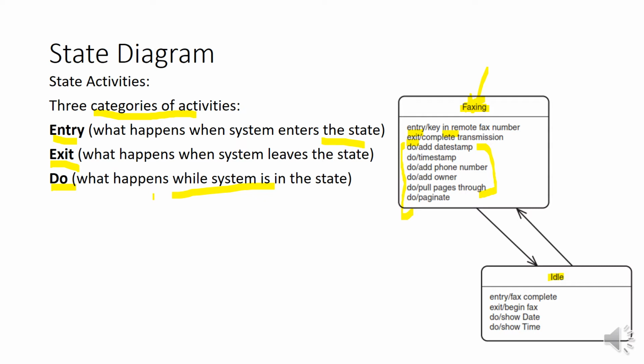While the object is in the idle state, the fax machine presents the date and time on a display. So this diagram shows the states of a fax machine with activities mentioned inside each state.